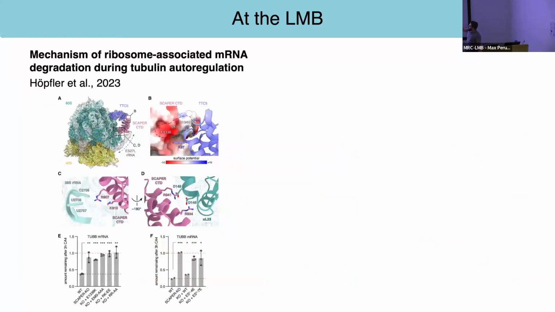We have from the Hegde group the structure of the ribosome, and they're trying to figure out how tubulin is autoregulated. They had these SCAPR and TTC5 proteins bound to the side of the ribosome, and they wanted to know exactly what these interactions are. To help them interpret the map again, it's a classical use, right? They use AlphaFold, and they can get the residues, and they can see that if they mutate those residues that interact with the ribosome, they lose this tubulin autoregulation. So it really helped figure this out.